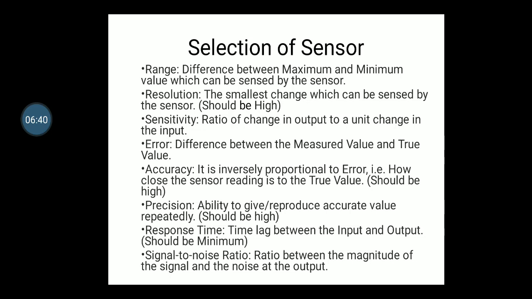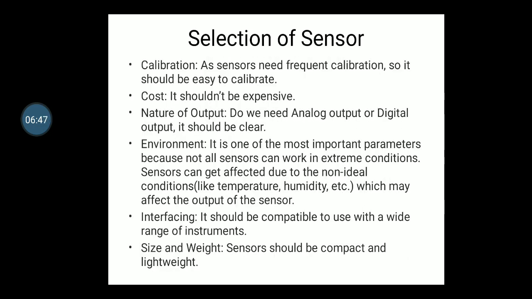Signal to noise ratio is the ratio between the magnitude of the signal and the noise at the output. Calibration: sensors need frequent calibration, so it should be easy to calibrate.